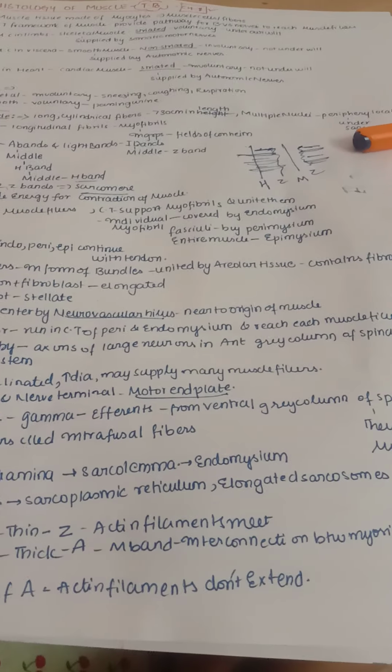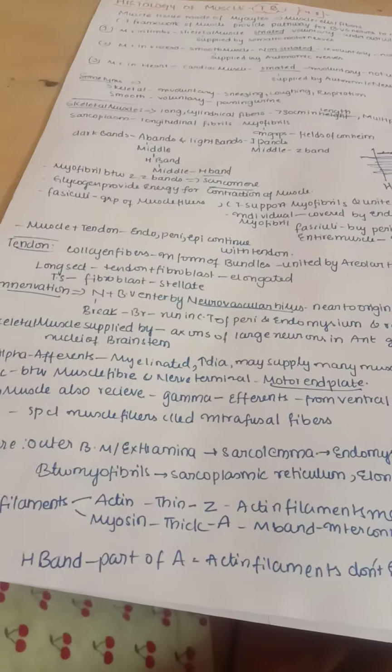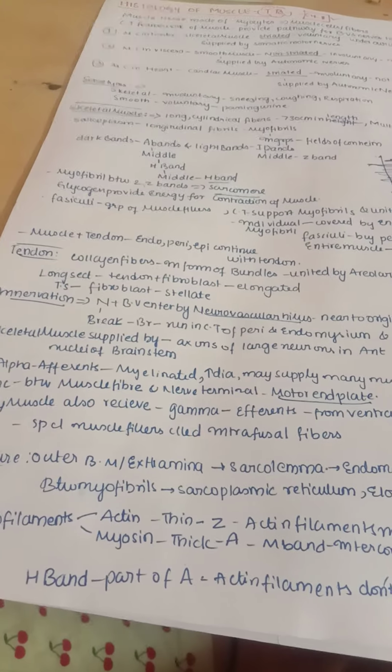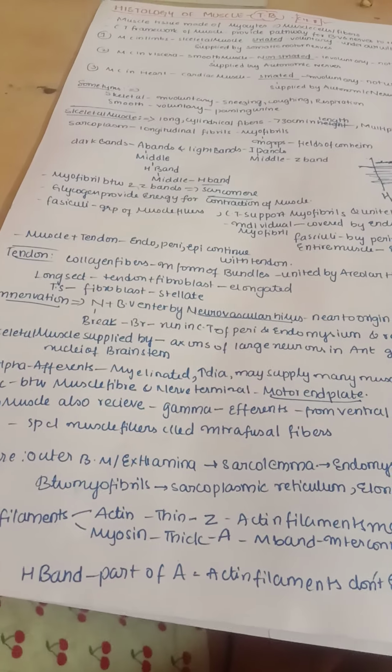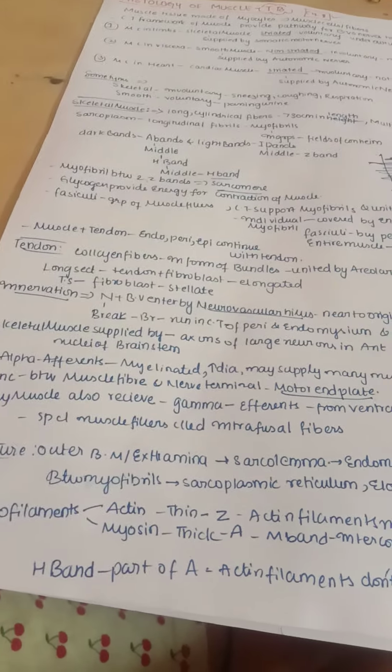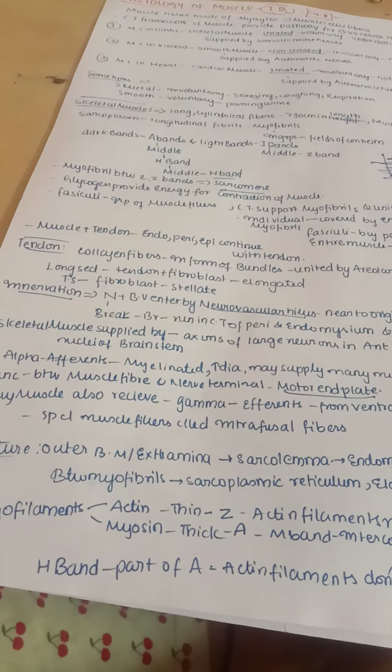united by areolar tissue which contains the fibroblasts. The longitudinal section shows the tendon along with the fibroblasts, which are elongated, and in the transverse section, if we see, the fibroblasts are stellate cells.